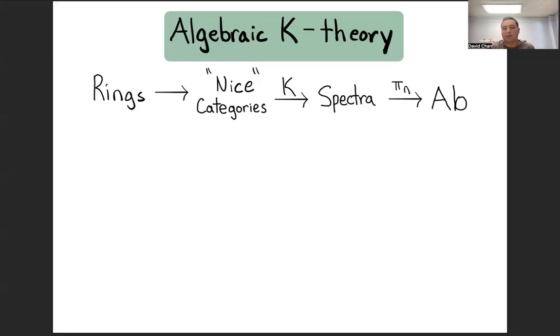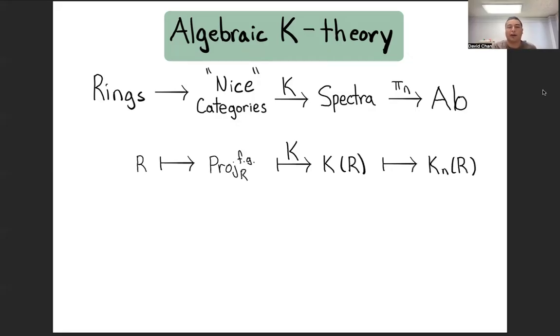I don't want to be super specific about what I mean by nice. There should be some notion of short exact sequence, which is going to be enough for this talk. I'm really just using the Q construction everywhere in this talk, if you know what that is. So I'm really just using exact categories basically everywhere. So for instance, right here, I start with a ring R. I produce the category of finitely generated projective modules. I apply this functor K. I get some spectrum, which I call K of R. And then I end up with these abelian groups called Kn of R, which are the K groups of my ring.